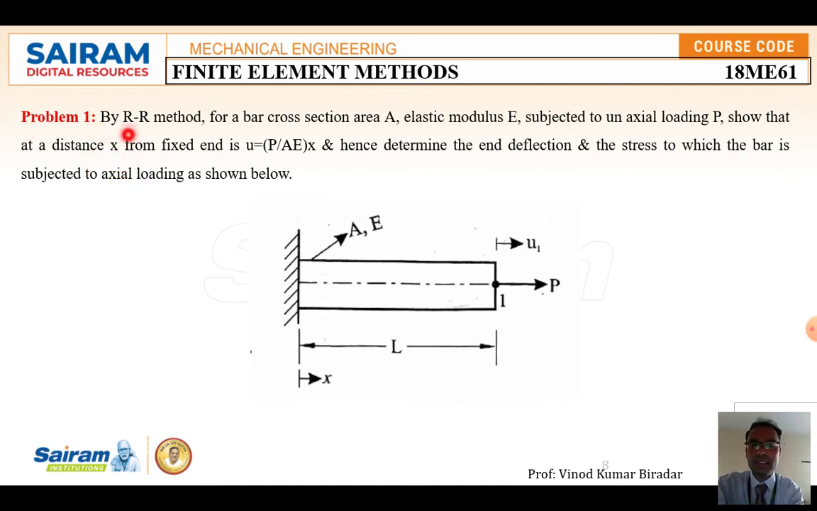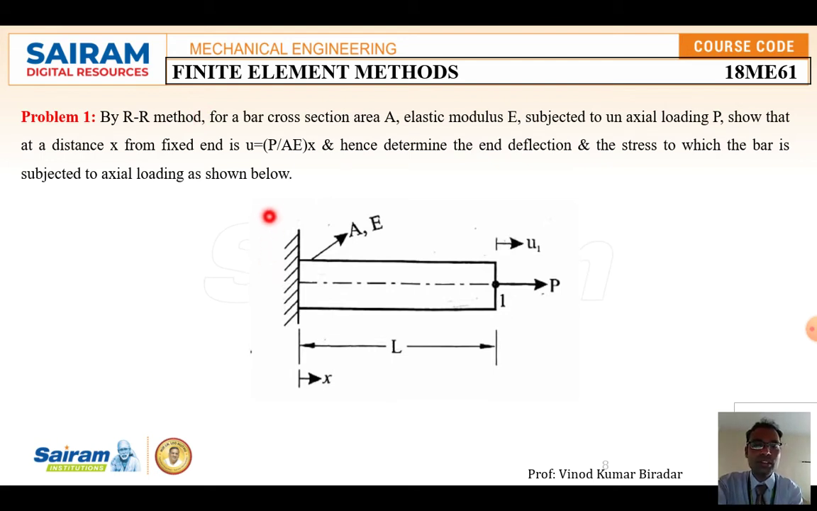Problem number 1, that is Rayleigh method by RR method. RR method is nothing but what? It is the Rayleigh-Ritz method. By using the RR method, for a bar of cross-section area A and elastic modulus E, subject to uniaxial load P, show that at a distance x from the fixed end, u is equal to Px by AE, and hence determine the end deflection and the stress to which the bar is subject under an axial load. So you have to calculate the stresses, strain, that is the deflection of the given bar, by using the RR method. What is the procedure for using the RR method?